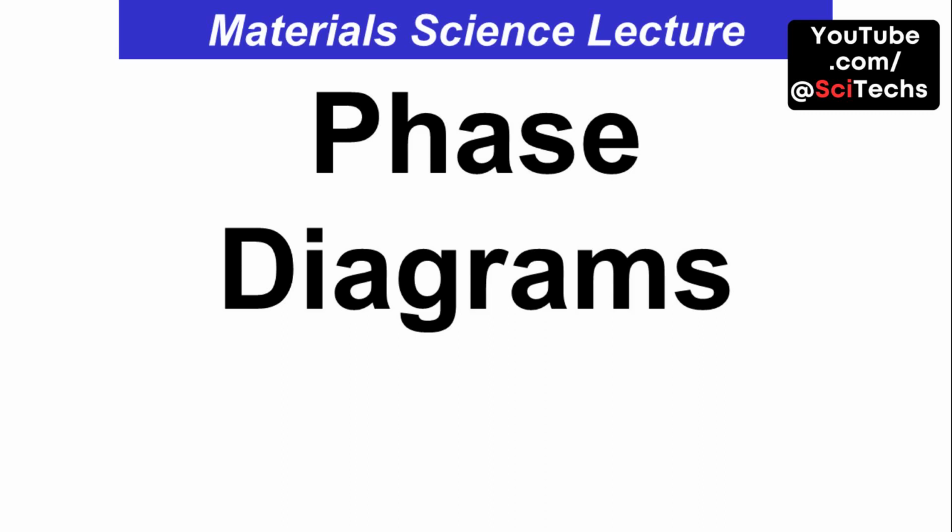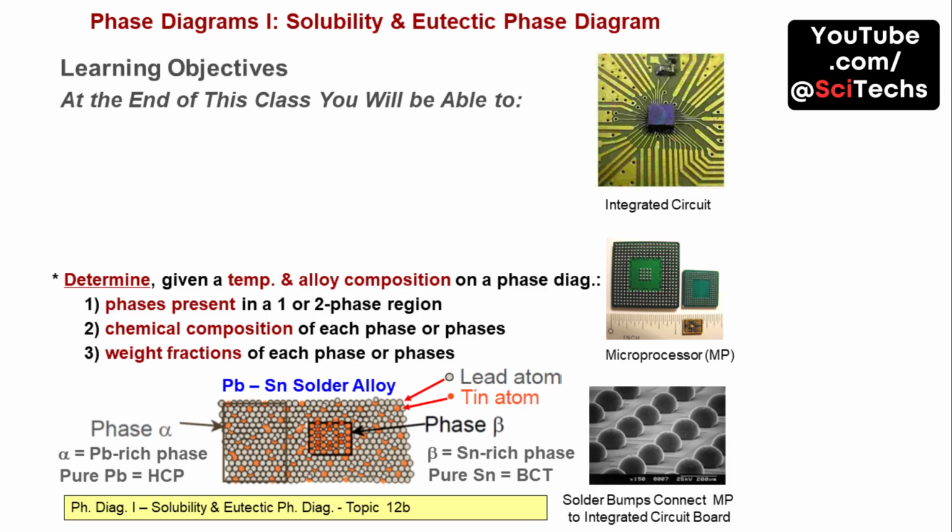In this session, we will explore the fascinating world of phase diagrams and their significance in materials science. By the end of this class, you will be able to determine phases present in a given temperature and alloy composition, understand the chemical composition of each phase, and calculate the weight fractions of each phase. Let's dive into the details with some practical examples.